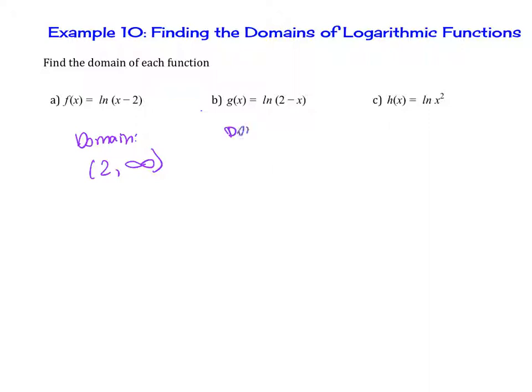Letter B, we look at our domain, and so it needs to be greater than or equal to 0, right? So in order for that to be greater than or equal to 0, the x value has to be 2 or anything less than 2. So our domain in this case is negative infinity to 2. Letter C, we have natural log of x squared. And so in this case, we could have everything except for what? We cannot have 0. So our domain in this case is from negative infinity to 0, union 0 to infinity.